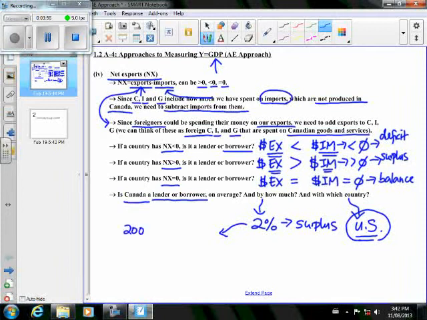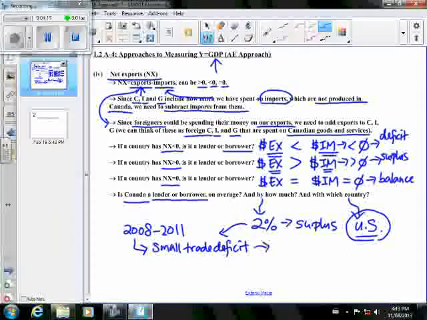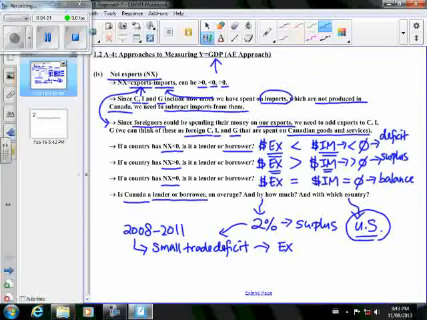In 2008 to 2011, for these few years, we actually ran a very small trade deficit. Trade deficit less than 1% of GDP. The main reason is that the amount of money that we can earn from exports dropped quite a bit. Imports, because we went through a recession, we also started to import less. However, the first effect dominates, and altogether, we actually have a trade deficit for these few years.